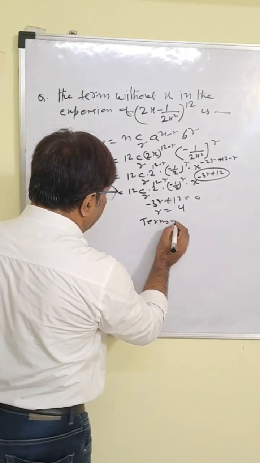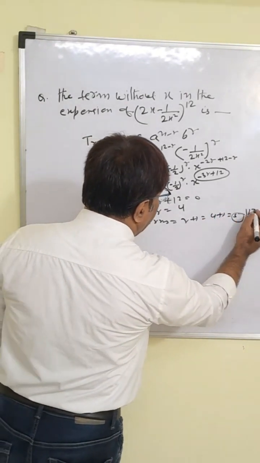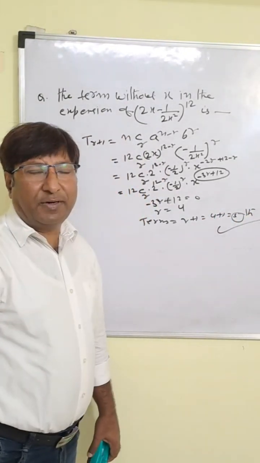So the number of terms equals what? r plus 1. That is 4 plus 1. So the correct answer is what? The fifth term is our right answer.